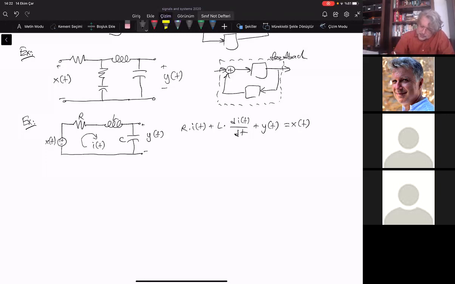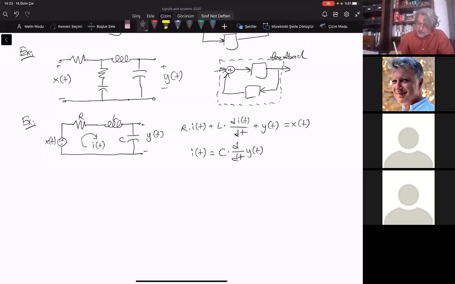The second differential equation is the connection of the current I of t to the capacitance value by the derivative of the voltage across the capacitor. So, the time derivative of that voltage. What is that voltage? We gave a name to it. It's y of t. So this is the current. And the current is the same throughout all the components. It's just cascaded components.